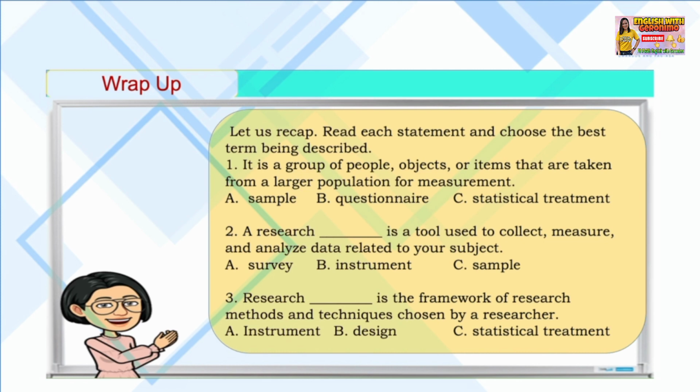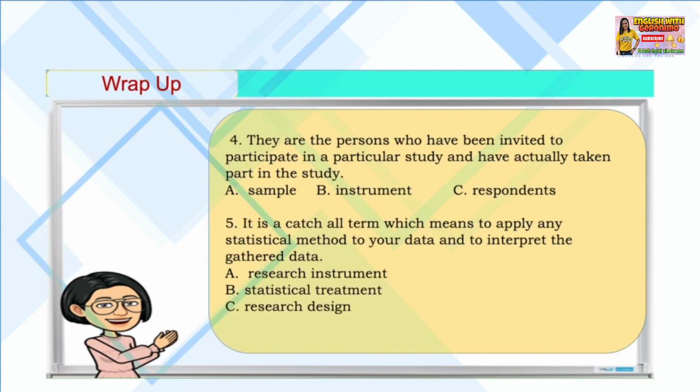Number 2. A research instrument is a tool used to collect, measure, and analyze data related to your subject. Letter A. Survey. B. Instrument. Or letter C. Sample. Number 3. Research design is a framework of research methods and techniques chosen by a researcher. Letter A. Instrument. Letter B. Design. Or letter C. Statistical instrument.